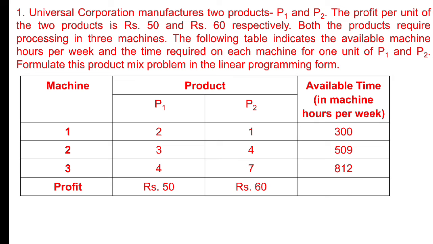So given the information, we need to write it down. How much profit will be given, and how many products, P1 and P2? That is called the objective function we need to consider. Machine available time is called the constraints. Look at that, this problem we are going to make as a formulation of LPP.